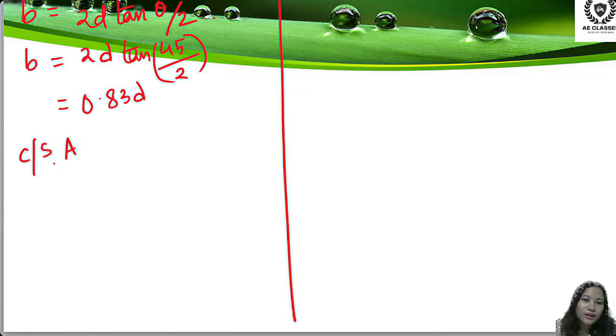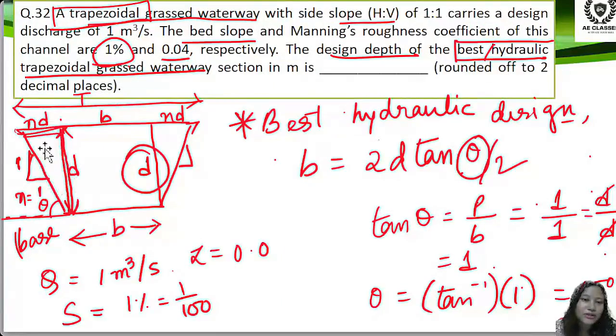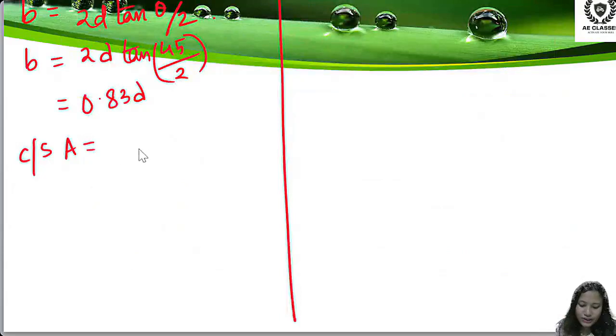All right, so cross sectional area here is equal to... just imagine that if you don't remember the formula, then for a trapezoidal channel, the cross sectional area is always the sum of the three sections that you see on the screen. Two triangles plus one rectangle. Okay, so cross sectional area will be how much?